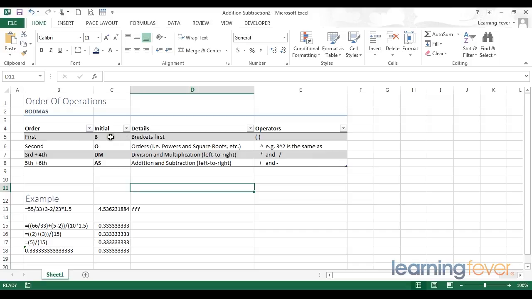After our brackets, we calculate any orders. So this refers to squares and square roots. After that, we would perform any division and multiplication, again going left to right. And after that, addition and subtraction, going left to right.